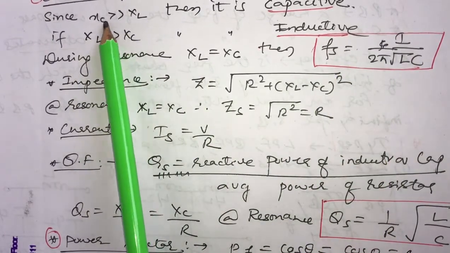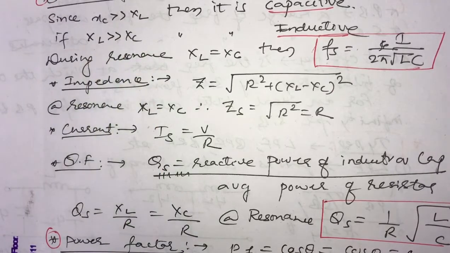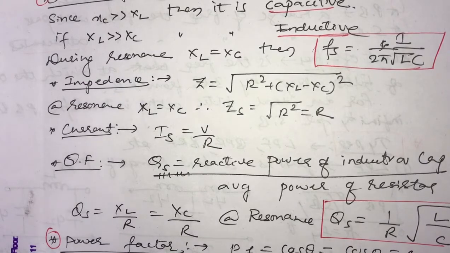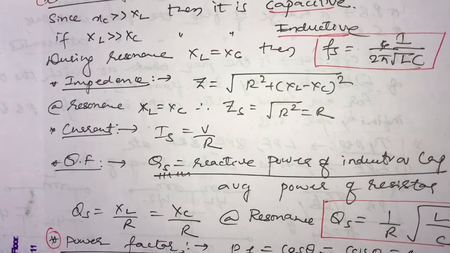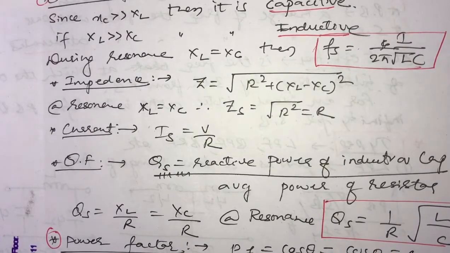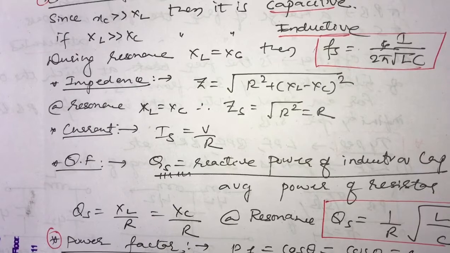So what is inductive reactance, what is capacitive reactance? Inductive reactance is the opposition offered by the inductor for the flow of AC supply, that is XL. Capacitive reactance XC is the opposition offered by the capacitor for the flow of AC supply. The capacitor shows opposition to the flow of AC current, so we call it capacitive reactance XC, and the inductor shows opposition, so we call it inductive reactance XL.